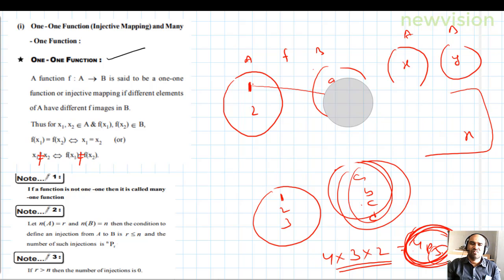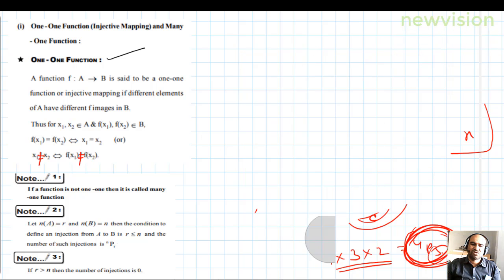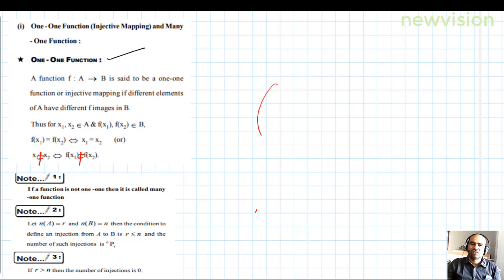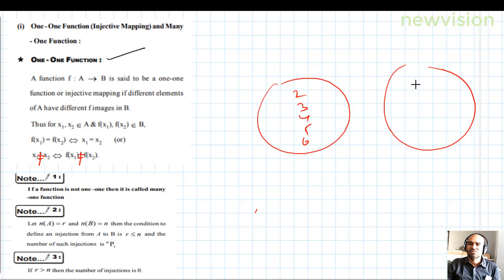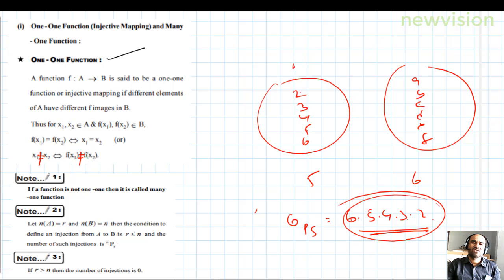Okay. Students listen. A having 1, 2, 3, 4, 5, 6 elements. Here A, B, C, D, E, F. How many one-one functions exist from A to B? Means I can say 6P5. That is 6 into 5 into 4 into 3 into 2. Those many one-one functions exist from A to B. Don't think of B to A.